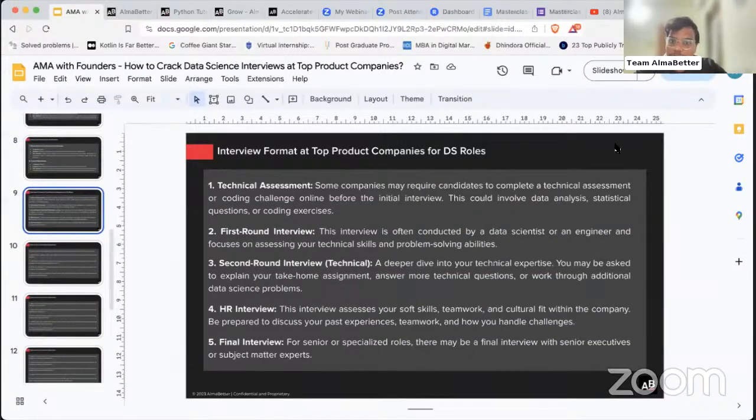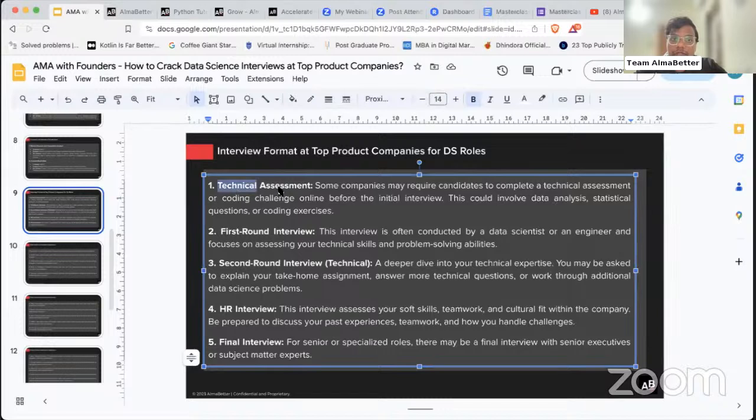So basically, first there will be a technical assessment which will be shared with you. Once you complete the ALMAX curriculum and ARNAX course, your resume will be shared with our hiring partners. They will share a technical assessment with you, which you have to complete before the first round of interview. So this is the first step in the interview process, the technical assessment. After that, the first round of interview.